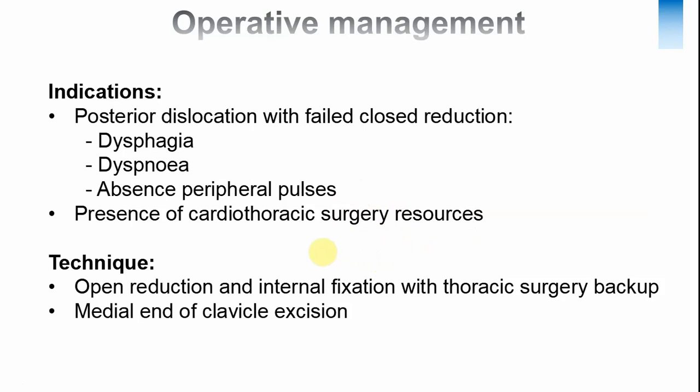undergo this operative management. The place where I am working at this moment, we admit this patient under orthopedics rather than cardiothoracic surgeons. So there are two different techniques where the operative management can be performed. One is the open reduction and internal fixation with a thoracic surgery backup, and this is done under general anesthetic. The other option is the medial end of the clavicle excision.